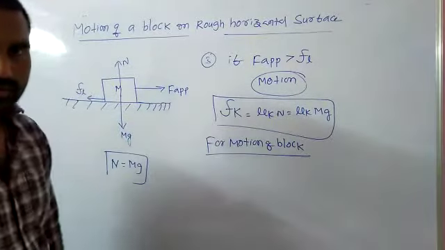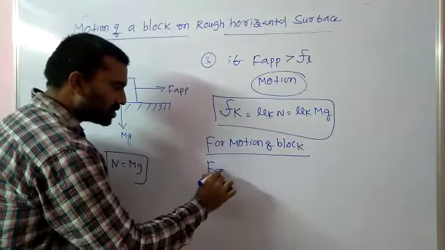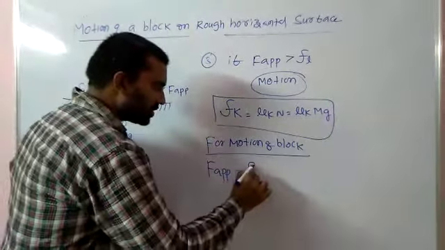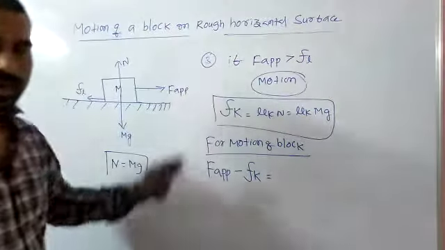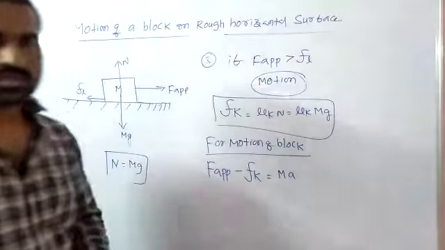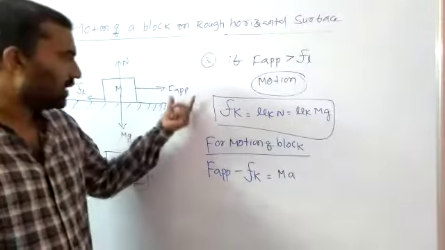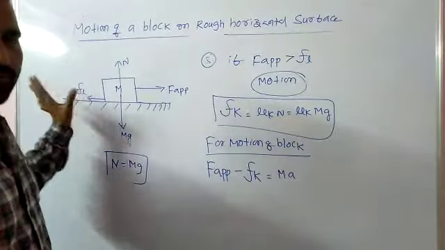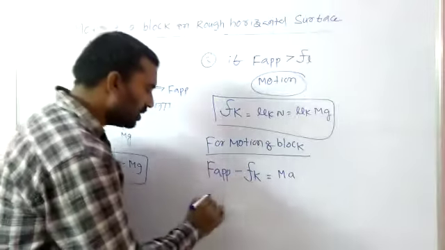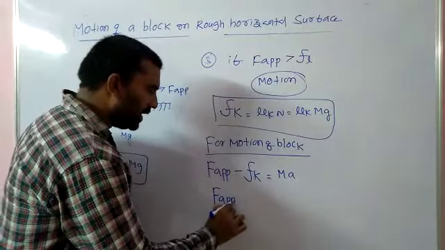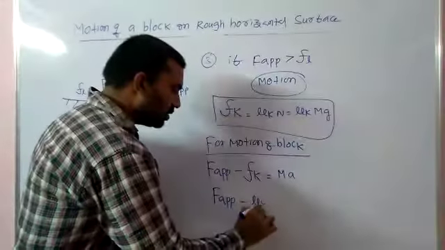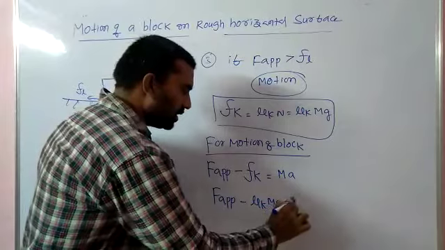For the motion of the block, what is the net force on this block? Net force is the applied force minus kinetic friction, which is equal to ma. Net force on this block is the applied force, with kinetic friction acting on the backside. Net force is applied force minus kinetic friction, equal to ma. Now, applied force minus kinetic friction. What is kinetic friction? Mu k mg. So it is equal to ma.